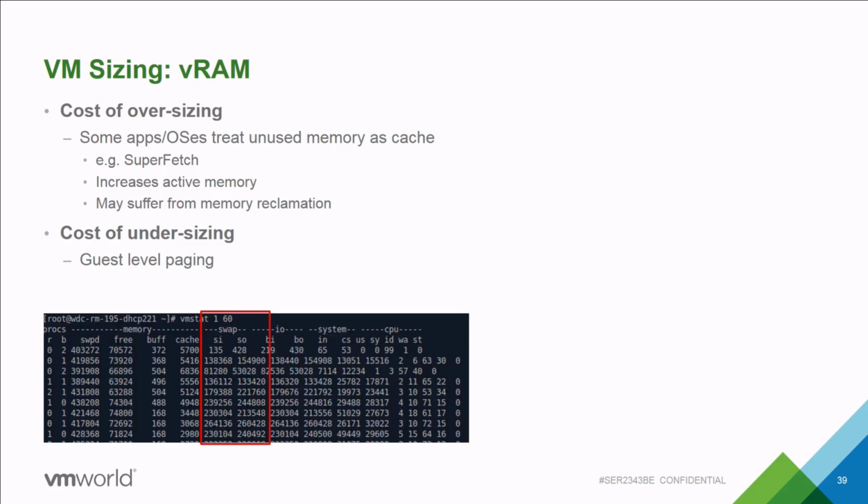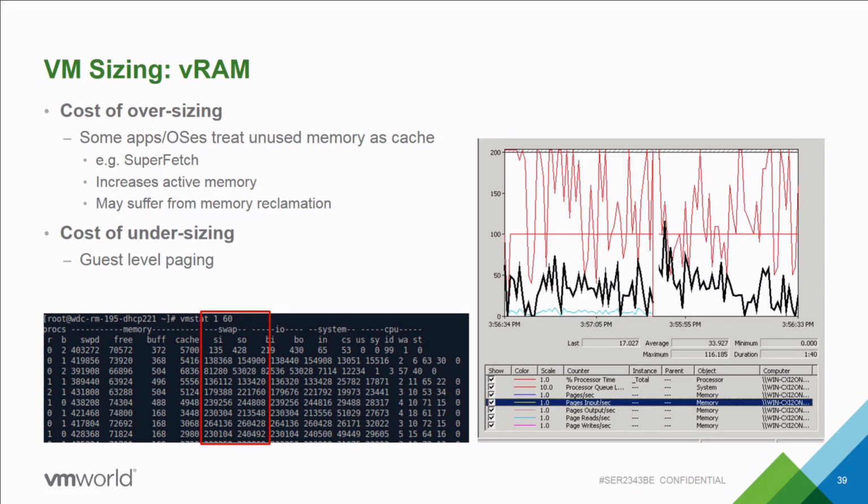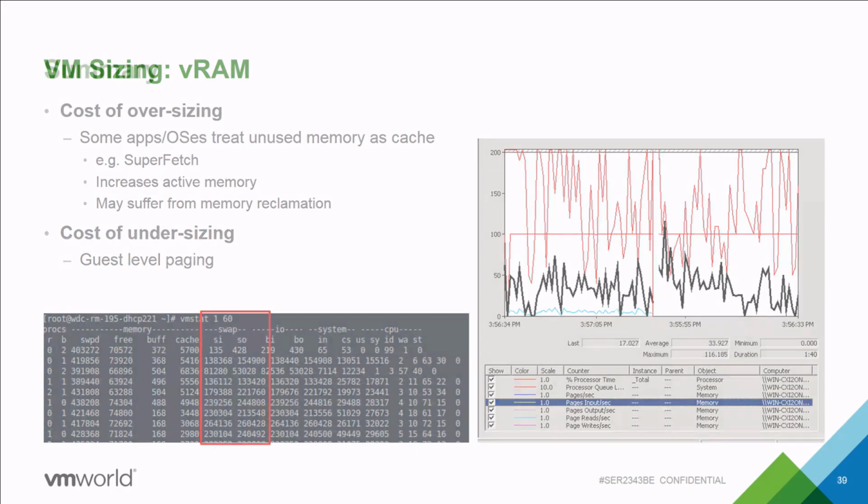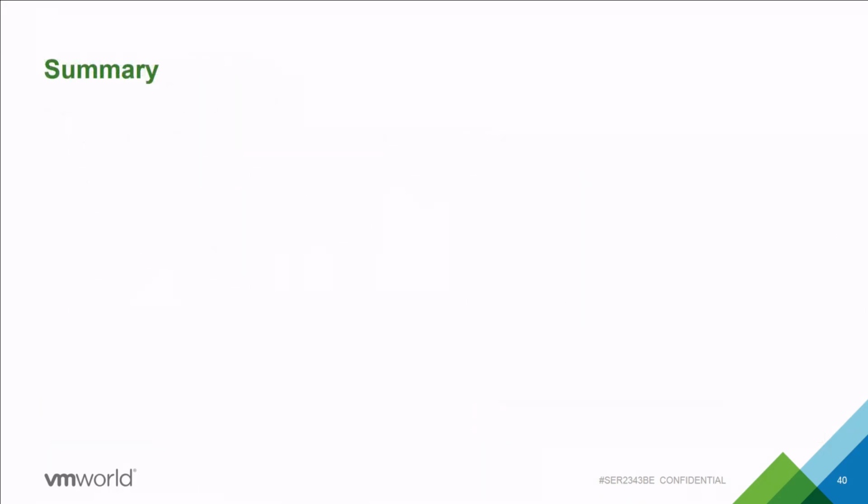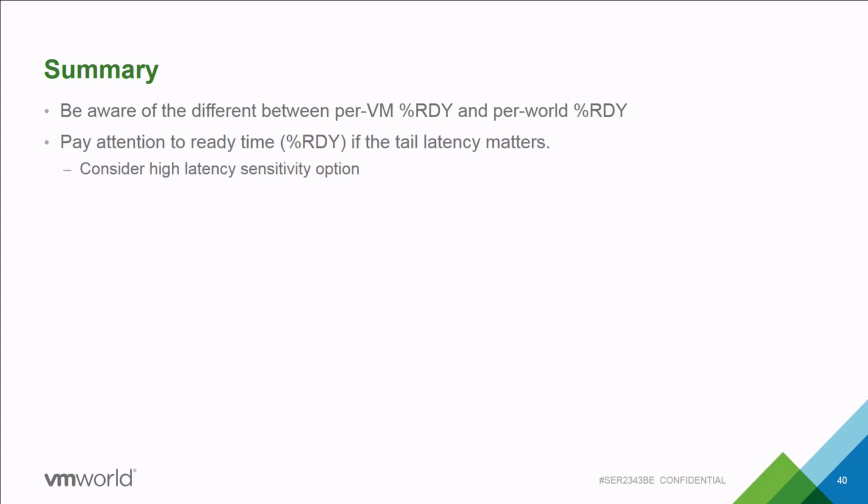Certainly, undersizing, again, is pretty obvious. You can see internal swapping in the guest. That's something you should avoid. I think that's basically the end of the talk.